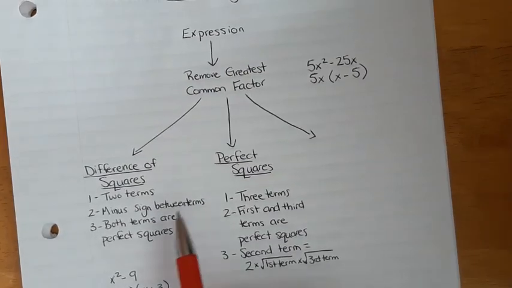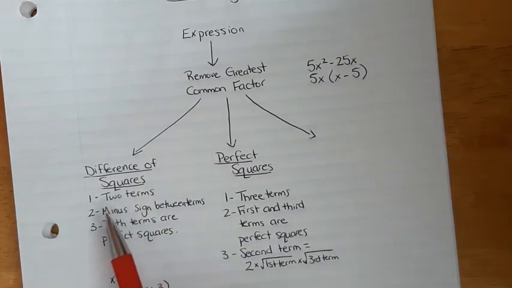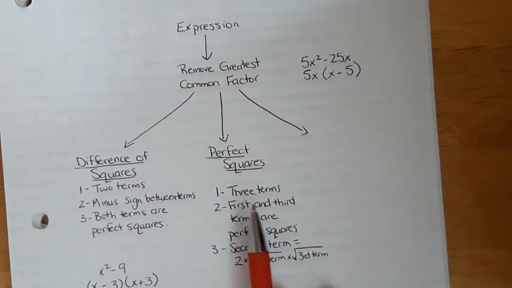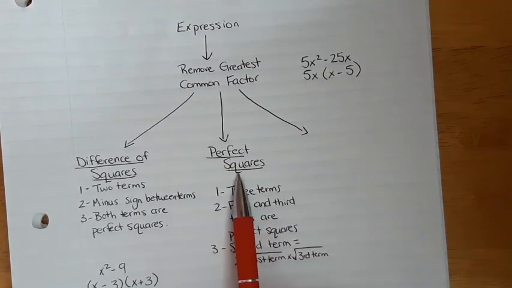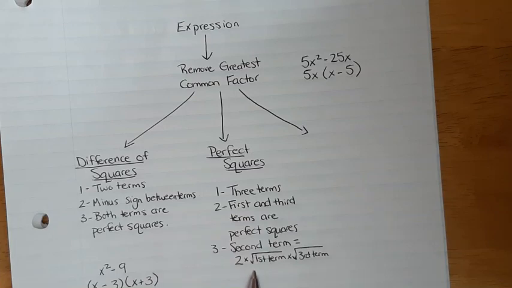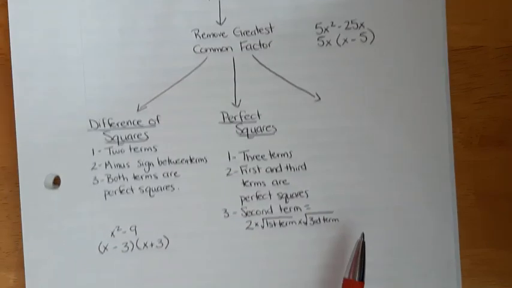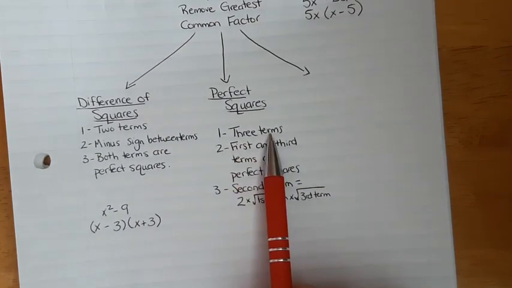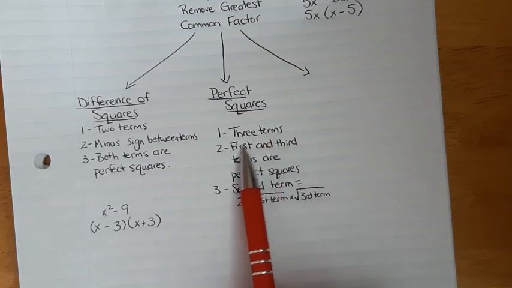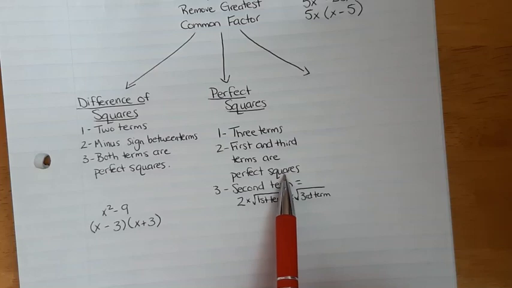Okay, so what if what we have is not a difference of squares? What if it looks different? What if it doesn't have two terms or all the other criteria? Potentially, what you may have is a perfect square. And just like difference of squares, there are three identifying characteristics of a perfect square. The first is it has three terms. The first term and the third term are perfect squares.